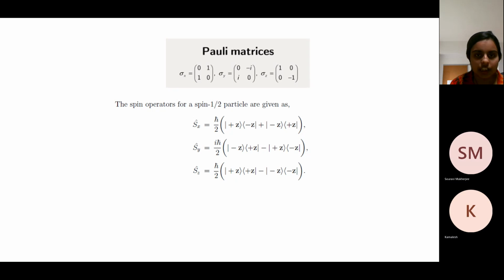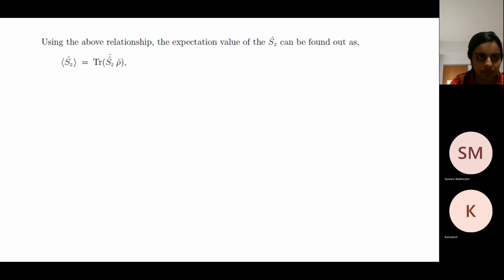Yes, ma'am. So now we know Sx, Sy, Sz, we know rho. What we have to do is multiply, suppose we have to find the expectation value of Sx, or Sz at first. So we find the trace of Sz rho. Can you try solving that and see what you get? You have to multiply Sz with rho and then take the trace of it.